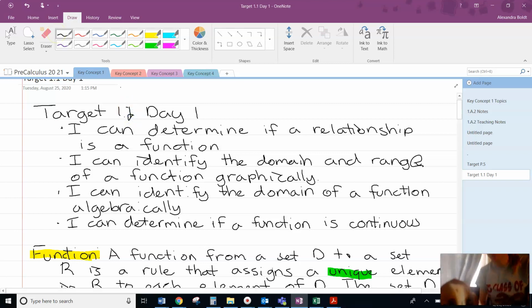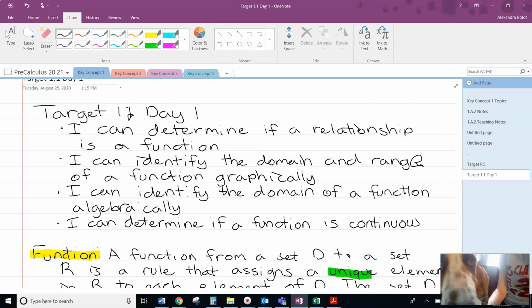Stop Felix here. He's making it very difficult to write right now.